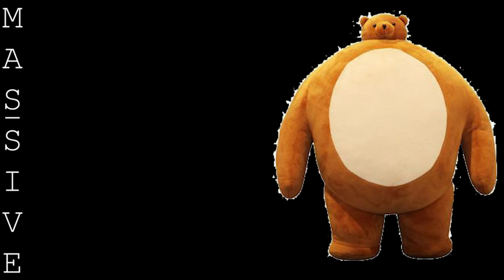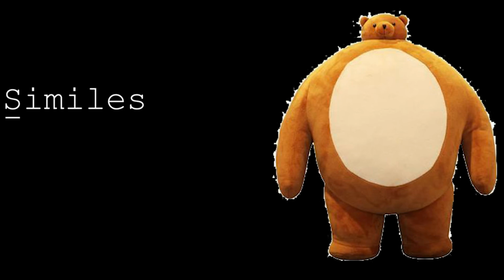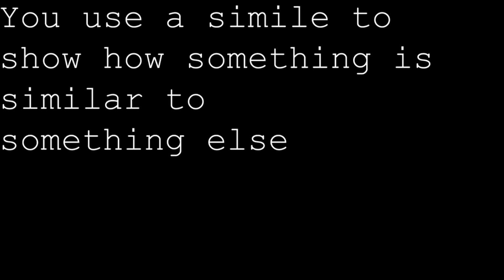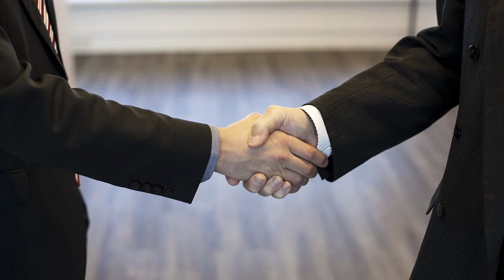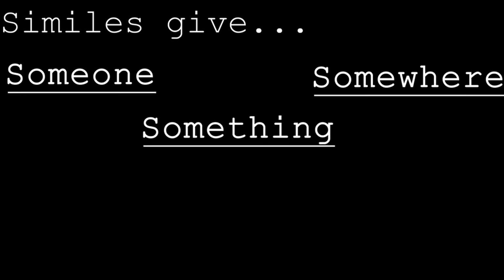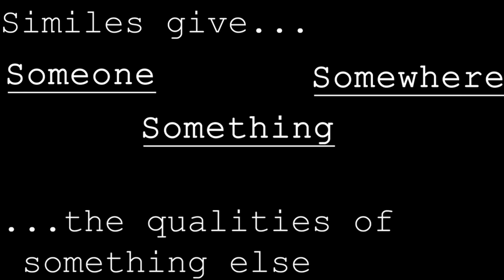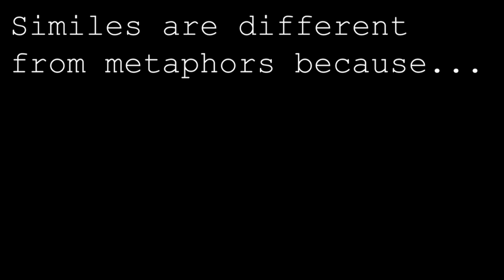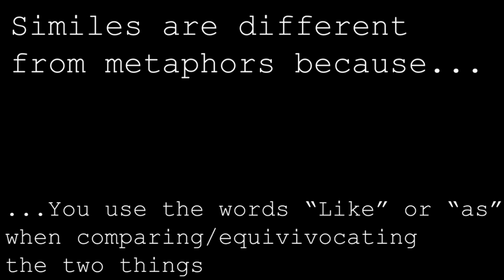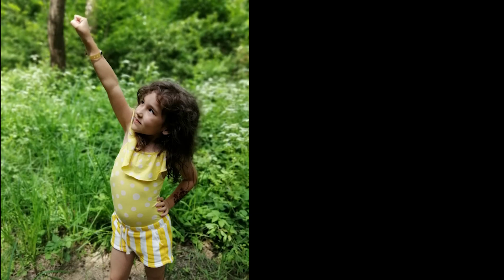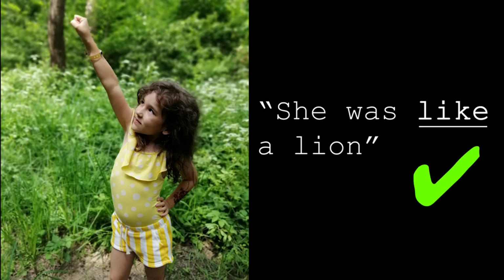The first S in M.A.S.S.I.V.E. stands for similes. Now the word itself is quite close to the word similar, which should give a little hint to its purpose and its usage. It's used to show how something is similar to something else. Similes are a little bit like metaphors, and they give someone, somewhere, or something the qualities of something else. The difference with a simile is that you use the word like or as. So rather than saying she had the heart of a lion, you would say she was like a lion. Now the effect is much the same.